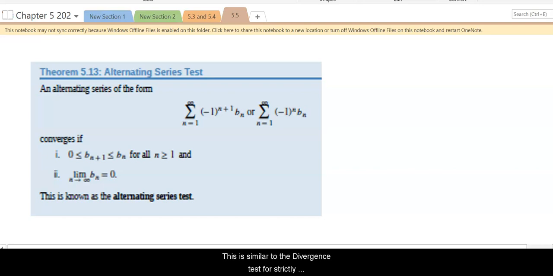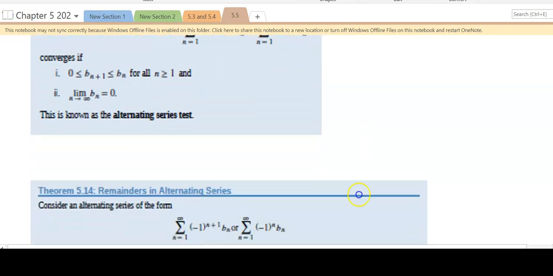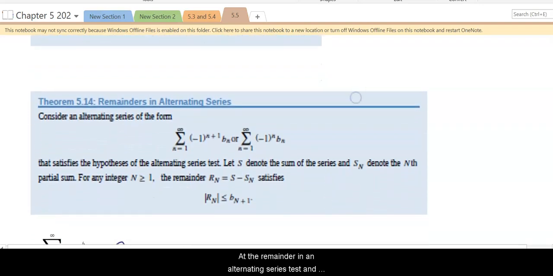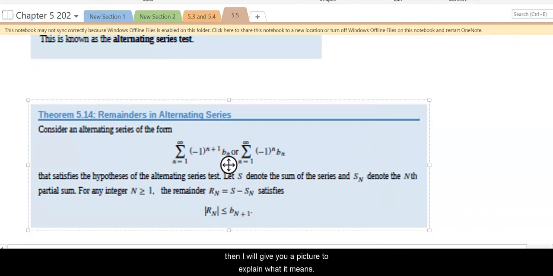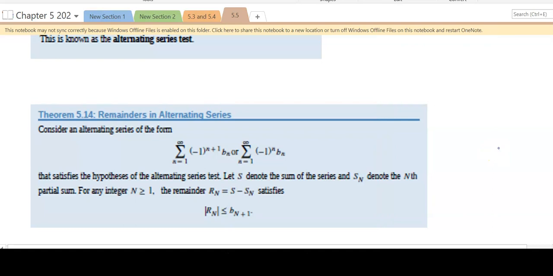This is similar to the divergence test for strictly positive series, but in this case, it actually does more than just prove divergence. In this case, having the divergence test fail or be inconclusive with an alternating series actually proves it converges. Let's take a look now at the remainder in an alternating series test, and then I will give you a picture to explain what it means.